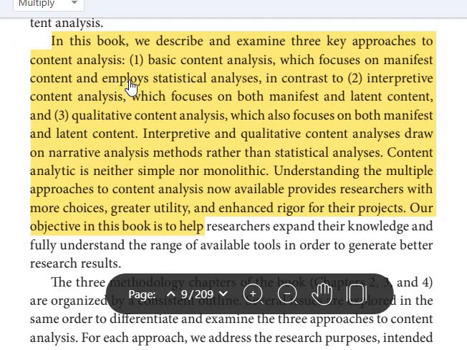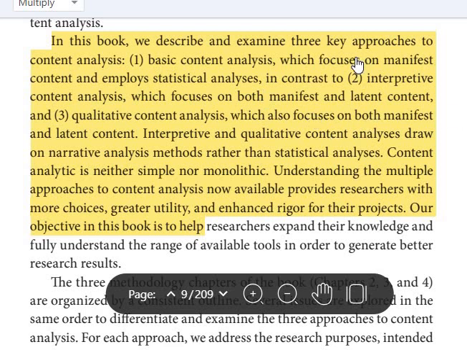The first approach is called the basic content analysis. Okay? So this one focuses on manifest content. The manifest content is the obvious content. This approach always employs statistical analysis. So here in this approach, we use statistics.